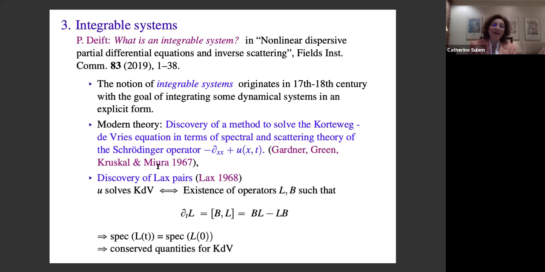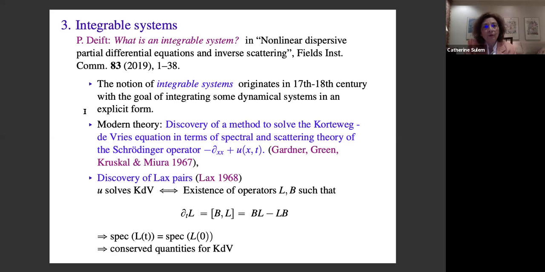Okay, so now I'll go back a little bit in time, and I would like to give a little bit of historical context about completely integrable systems and see how the progress has been accomplished. There is a very nice review article by Percy Deift called "What is an Integrable System?" It was published in the Proceedings of the Fields Institute in 2019, following a one-month summer program on nonlinear dispersive problems and inverse scattering. It's a very interesting and broad article.